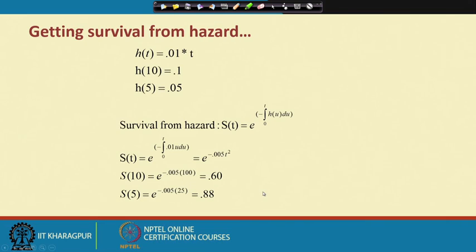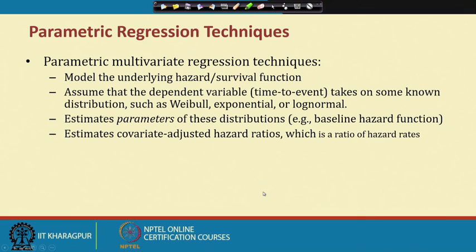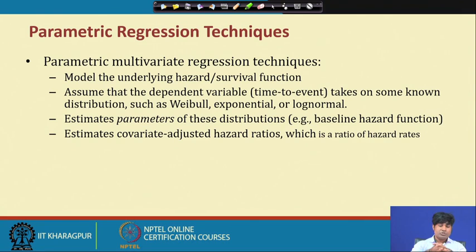This is another kind of example, corresponding to the hazard type of solutions, which is connected to parametric versus non-parametric regression techniques. In the parametric versions, the two parametric multivariate regression techniques model the underlying hazard or survival functions, and assume that the dependent variable, that is the time to event, takes on some known distribution, whether it is exponential type or log normal type.